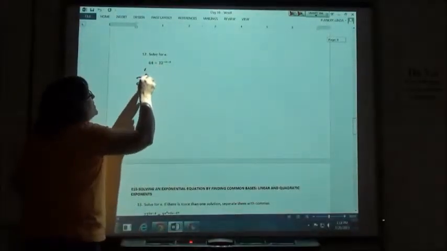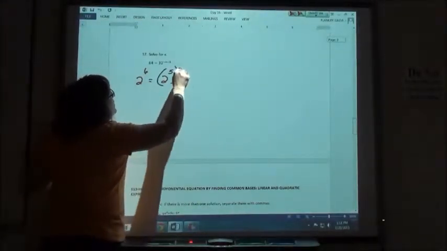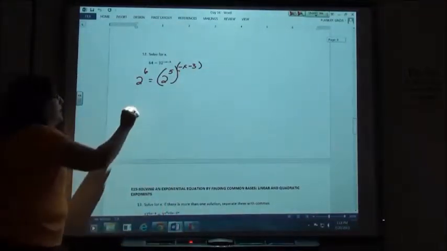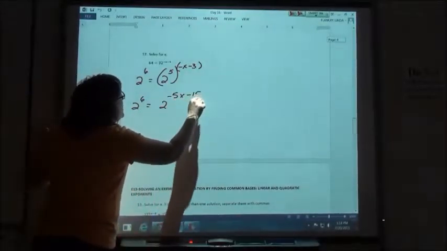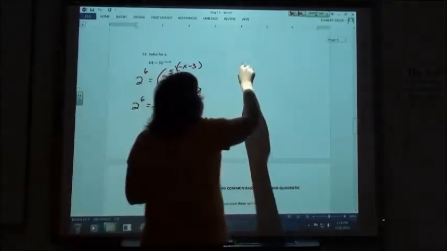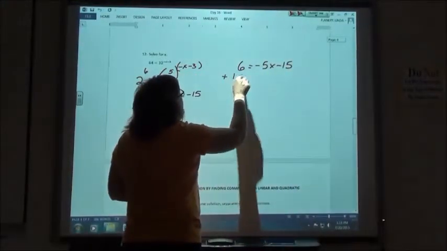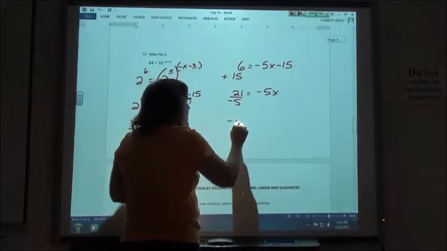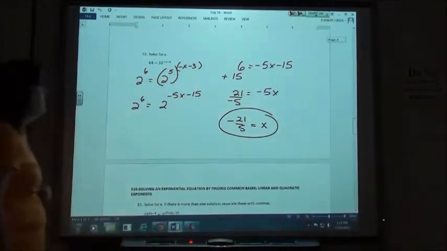64 again was 2 to the 6th, so we did that earlier. 32 would be 2 to the 5th. So I'd have 2 to the 5th raised to the negative x minus 3. So 2 to the 6th would have to equal 2 to the negative 5x minus 15 then. Now that my bases are the same, my exponents have to equal each other. So 6 equals negative 5x minus 15. I'd add my 15. 21 equals negative 5x, and go ahead and divide. Negative 21/5 is my answer for x then.